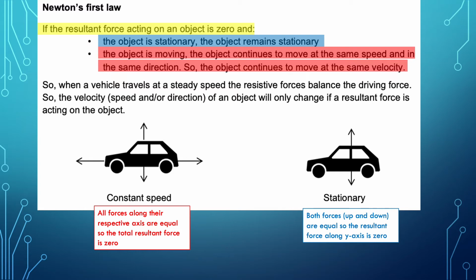I'm just going to read out the last sentence here. When a vehicle travels at a steady speed, the resistive forces balance the driving forces. So the velocity, speed, and/or direction of an object will only change if a resultant force is acting on the object. Okay?